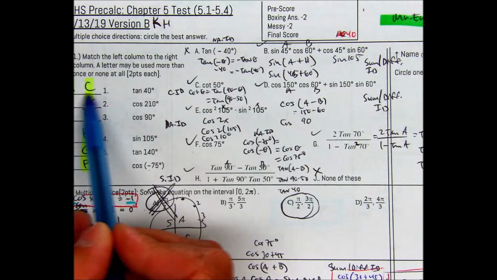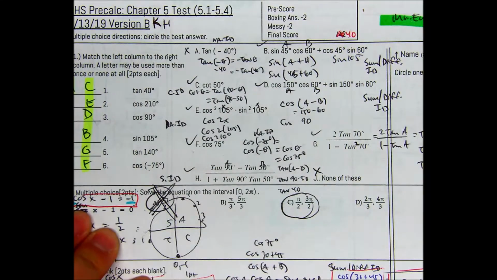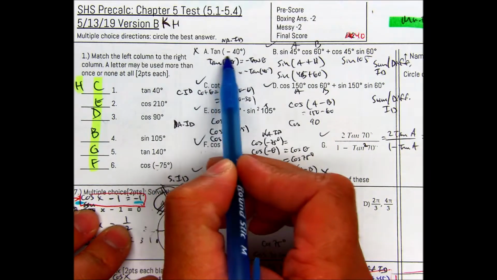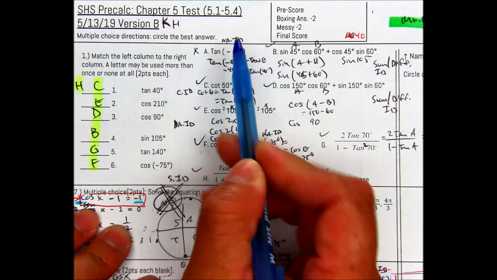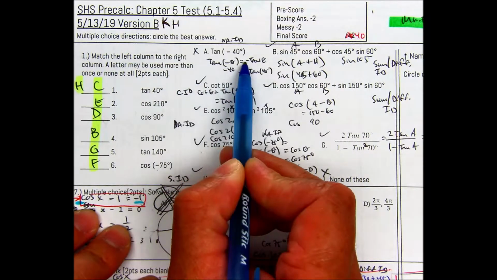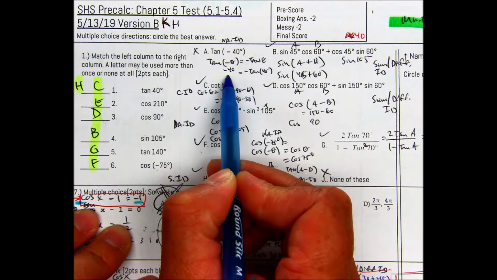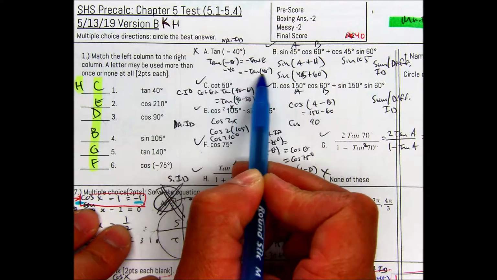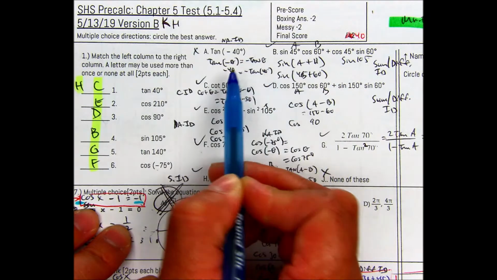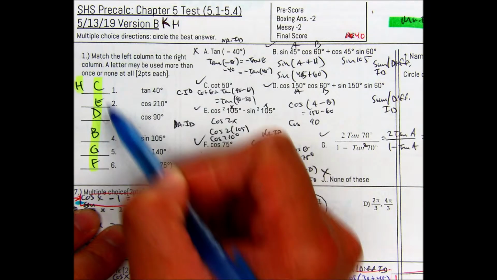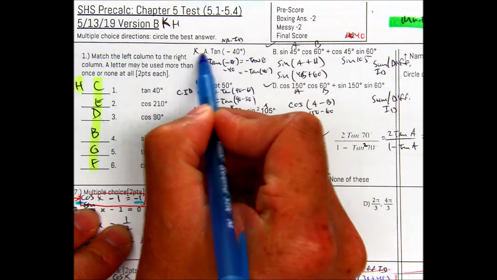Question number 1, you could have had either H or C for full credit, E, D, B, G, and then F. The first one here, A, says tangent of negative 40. This is the negative angle identity. Tangent of negative theta equals negative tangent of theta. So if you put in your 40 there, your answer is negative tangent of 40. So that would be none of these. A wasn't used on any of those.